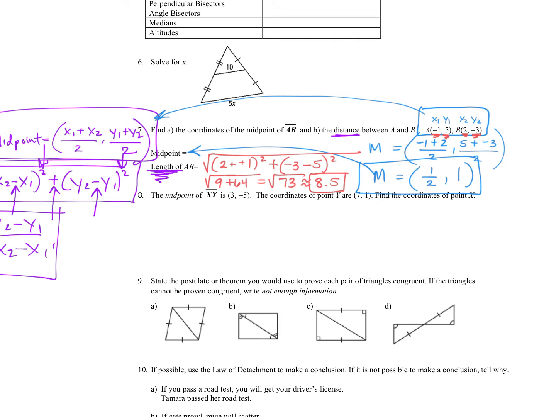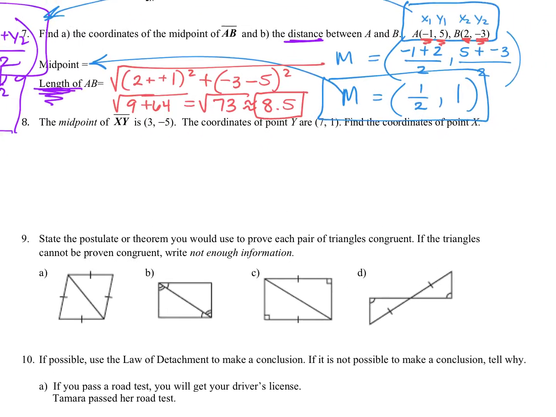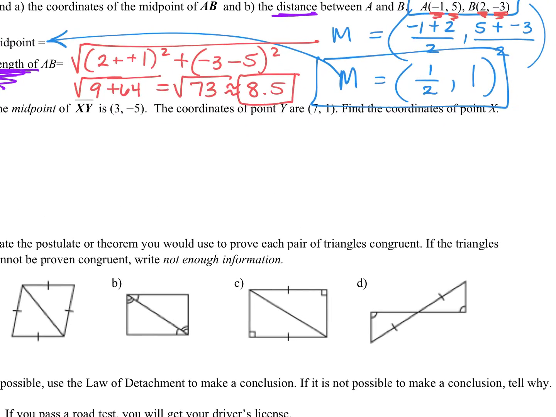Okay, do you want to do the midpoint, find the endpoint while we're at it, since we're right here, number 8? This is the one that probably gets done wrong the most, I feel like, in all cases. It says the midpoint is this. So this is your x midpoint and your y midpoint. The coordinates of one of your endpoints are 7 and 1. So I would call that x1, y1. Find the coordinates of the other endpoint. Find the coordinates of x.